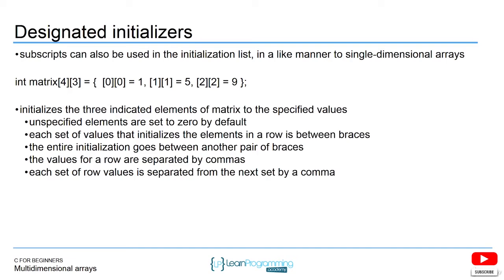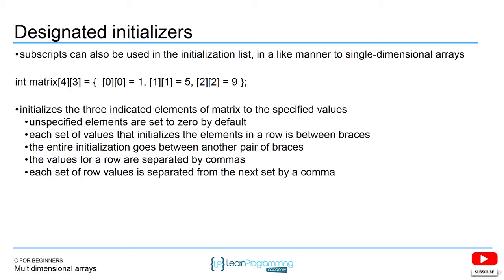So what this is doing is initializing the 3 indicated elements of the matrix to specified values. But what you should notice here is the syntax. All the unspecified values here are going to be 0 by default. So this is only going to initialize 3 values. Each set of the values that you do initialize, the elements in a row, is between braces.